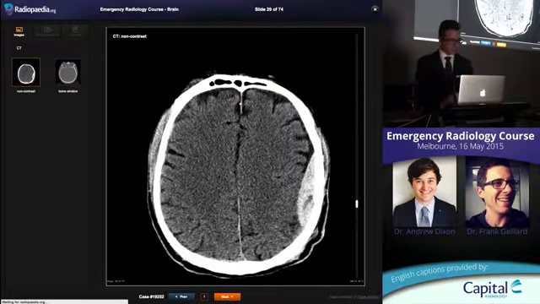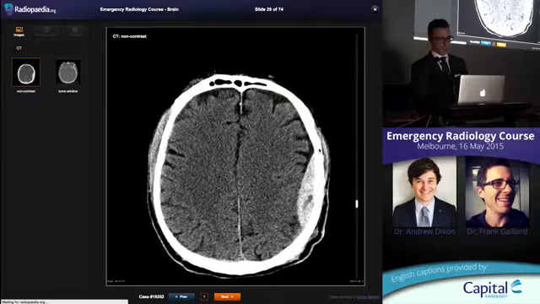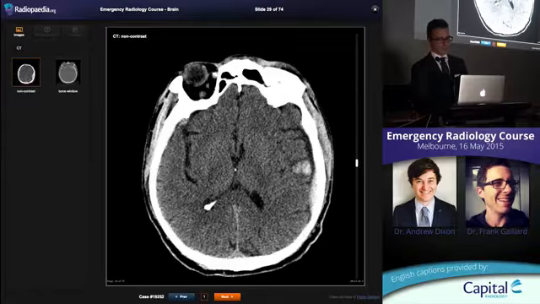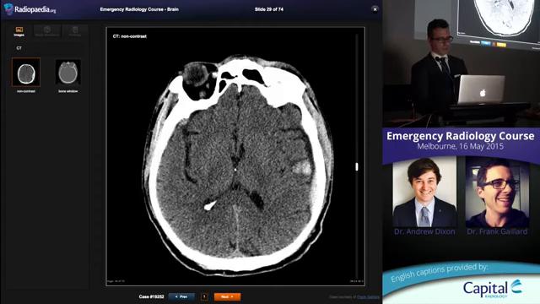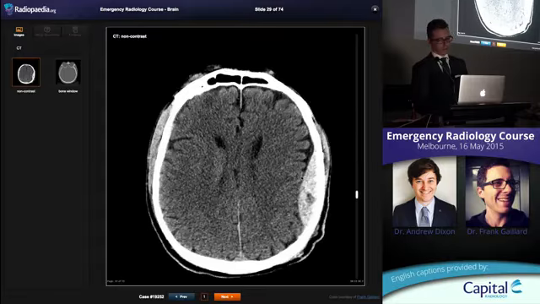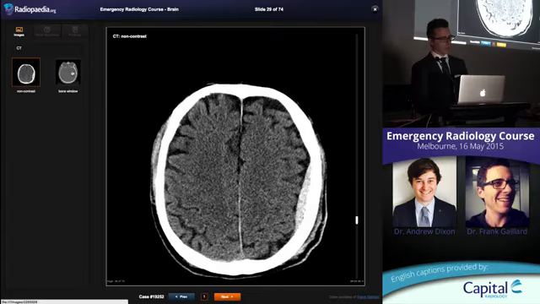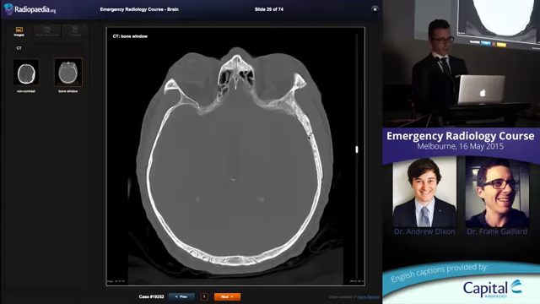So let's have a look at a few of these examples. So, lentiform appearance. Had a bit of a hit on the head. They've actually got a hemorrhagic contusion as well, just here. So they've had trauma. And if we get a bone window, you'll see here's a fracture.